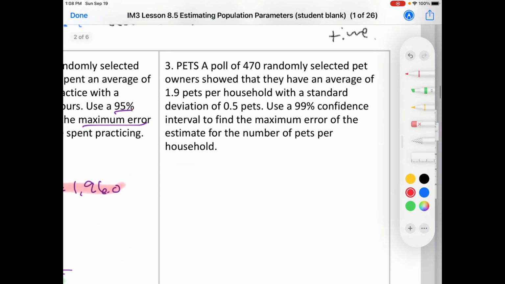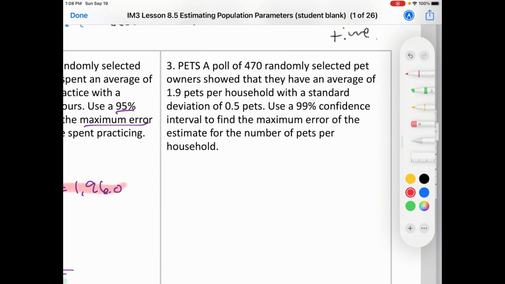And our last one, of course, pets. Pets, a pool of 470 selected pet owners, so N equals 470, show that they have an average of 1.9 pets per household with a standard deviation of 0.5 pets. So again, we don't need that, but I'm just going to write X bar equals 1.9. And then a standard deviation of S equals 0.5.